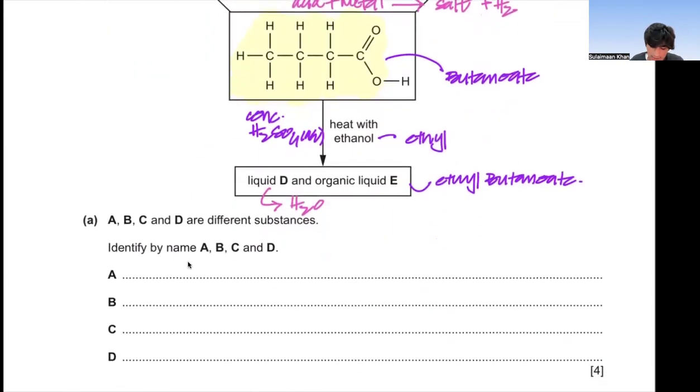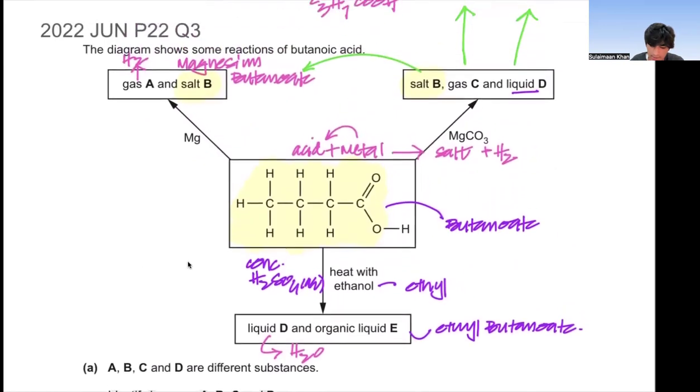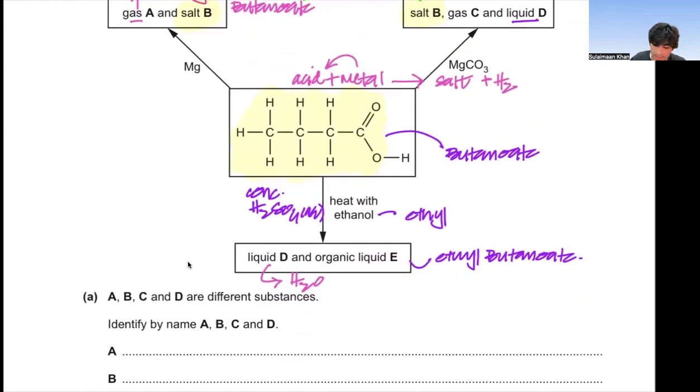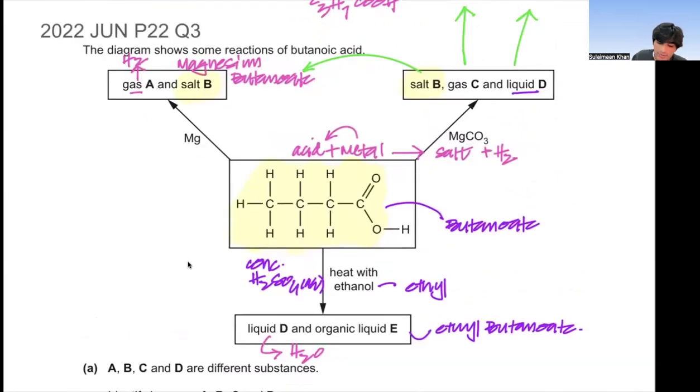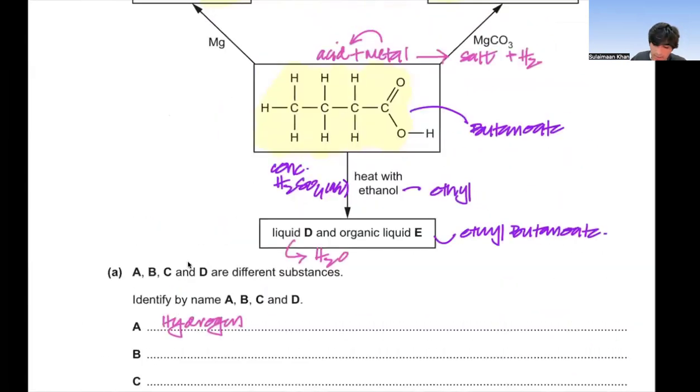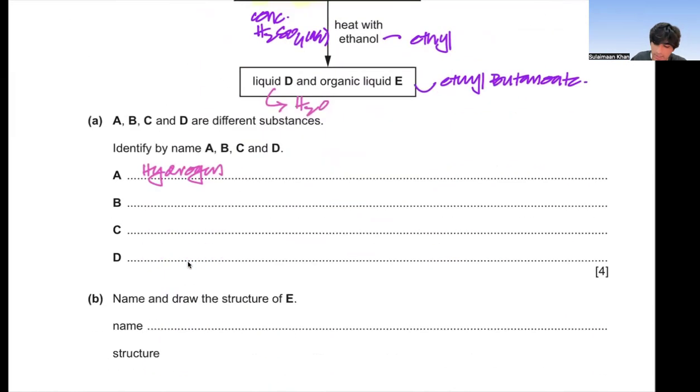So it's saying identify by name A, B, C, D. What is A? By name. It's saying don't write the formula, write the name. So don't write H2. I'm going to say this is hydrogen gas. Sir, B. What is B? Salt B. Magnesium butanoate.